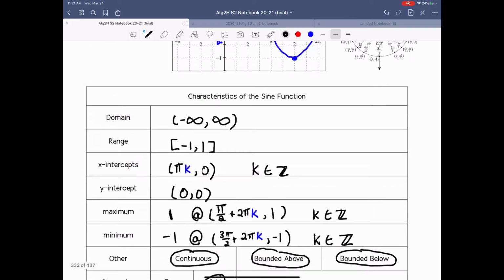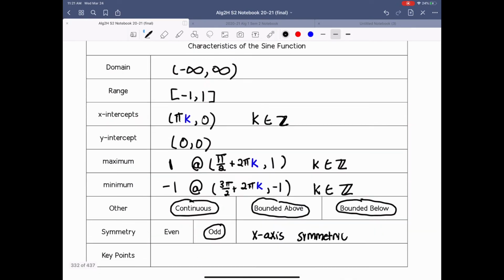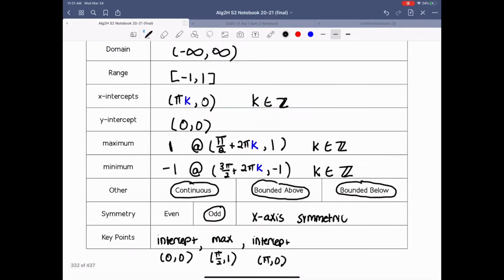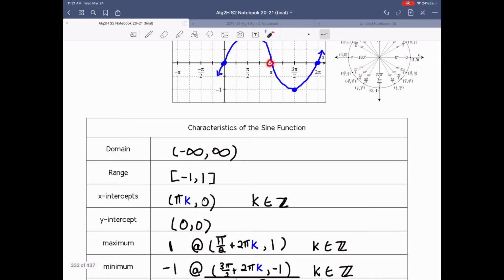Well, looking at this graph on the interval 0 to 2 pi, I know that first of all, we have an intercept at 0, 0. We also have a maximum on the interval 0 to 2 pi at pi over 2, 1. We know that we have an intercept at the point pi, 0, all right, because the graph crosses the x-axis at pi, 0.